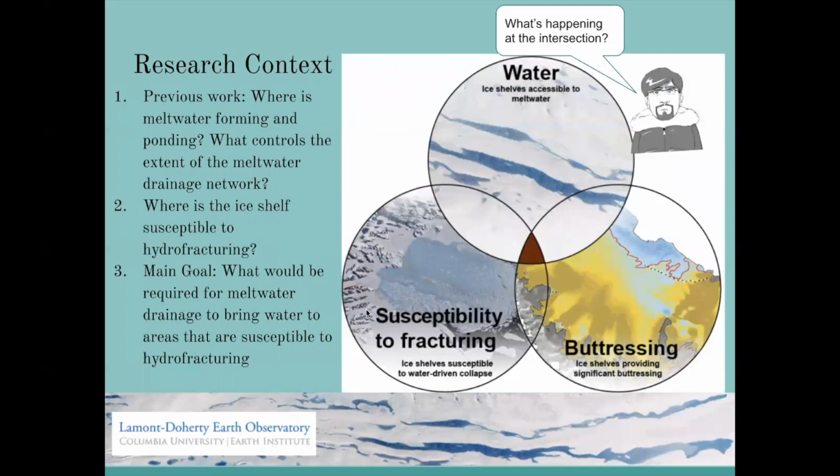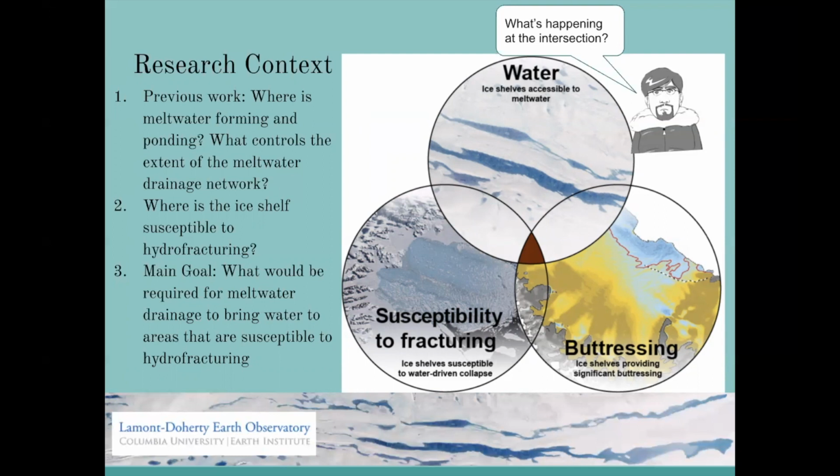So the focus of my work is the intersection of these three circles in the Venn diagram. First, where is meltwater forming and ponding, and what controls the extent of the meltwater drainage network once it forms? This has been the focus of my previous work. Two, where is the ice shelf susceptible to hydrofracturing, and where is it important for upstream buttressing? Those are the bottom two circles.